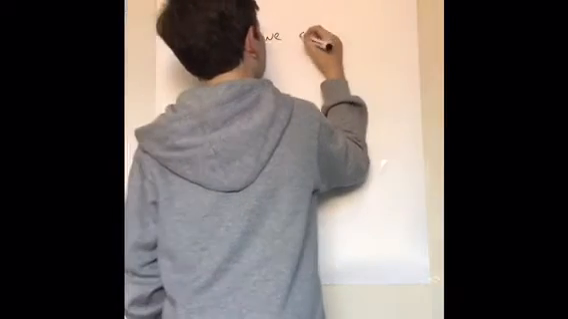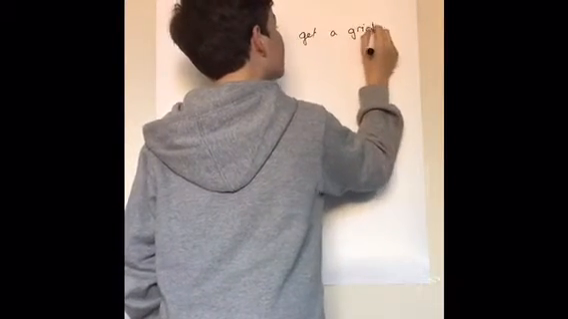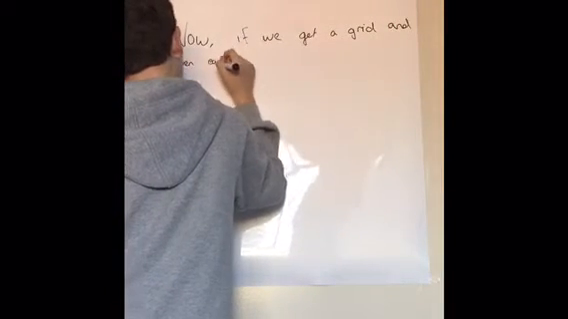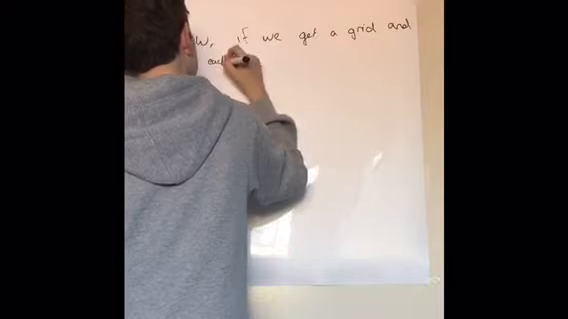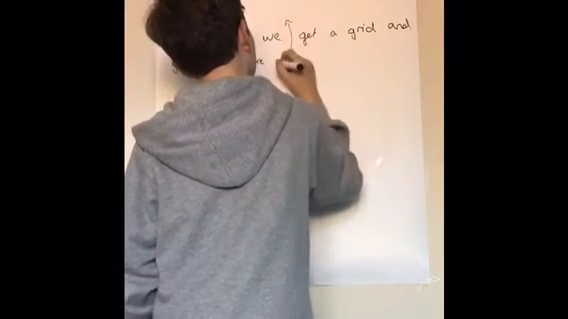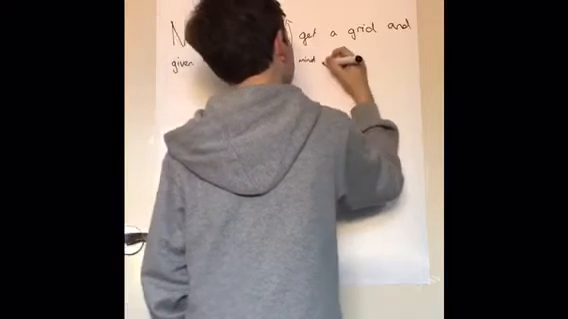Now, if we get a grid and give each square on this grid this mindset of rule 30, kind of like its DNA, we get to see an amazing pattern evolve, which can go on forever.